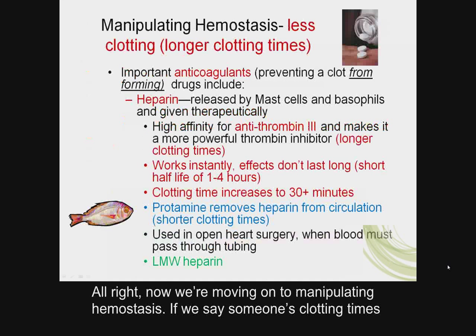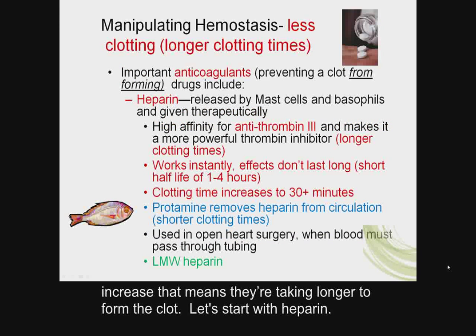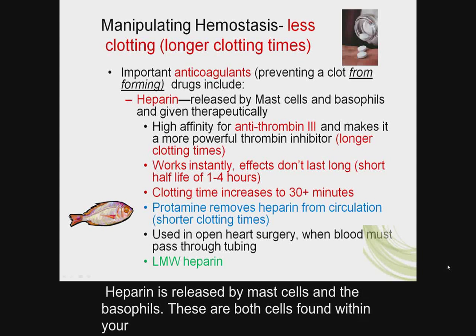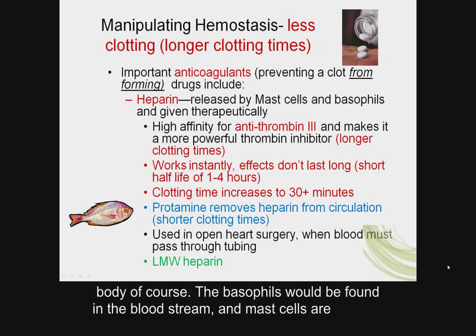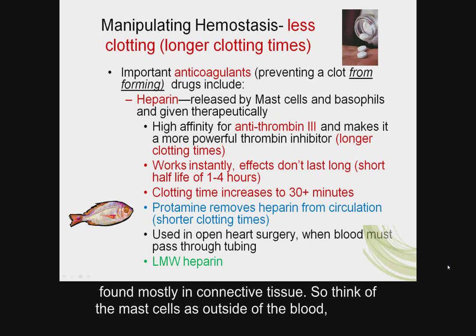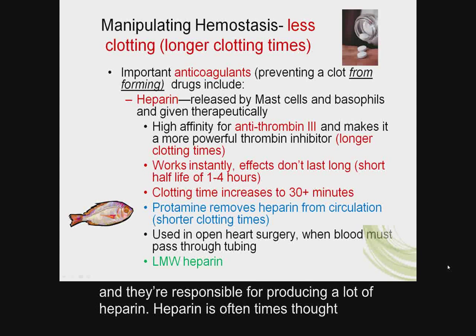Alright, now we're moving on to manipulating hemostasis. If we say someone's clotting times increase, that means they're taking longer to form the clot. Let's start with heparin. Heparin is released by mast cells and the basophils. These are both cells found within your body, of course. The basophils would be found in the bloodstream, and mast cells are found mostly in connective tissue. So think of the mast cells as outside the blood, and they're responsible for producing a lot of heparin.